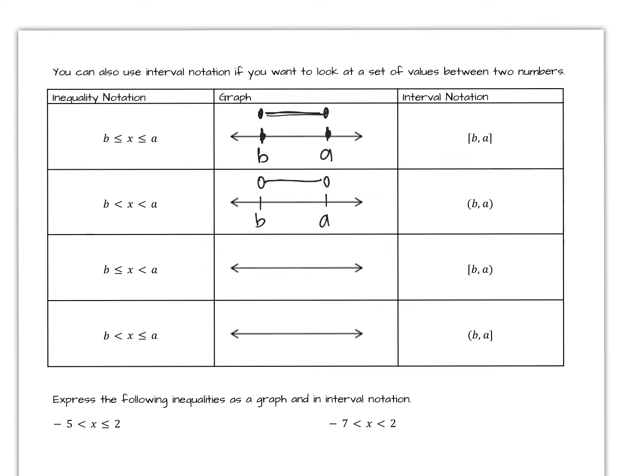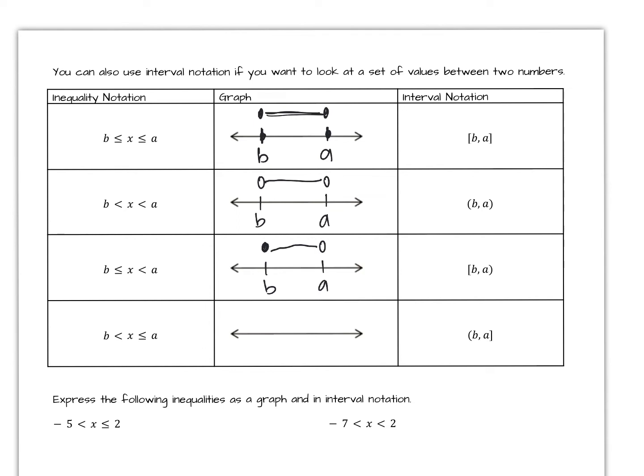So suppose x is greater than or equal to b, but strictly less than a. So b is on the left, a is on the right. It has an equal to with b, but a strictly less than with a, so it gets an open circle. So in the interval, b gets a bracket, but a gets a parenthesis.